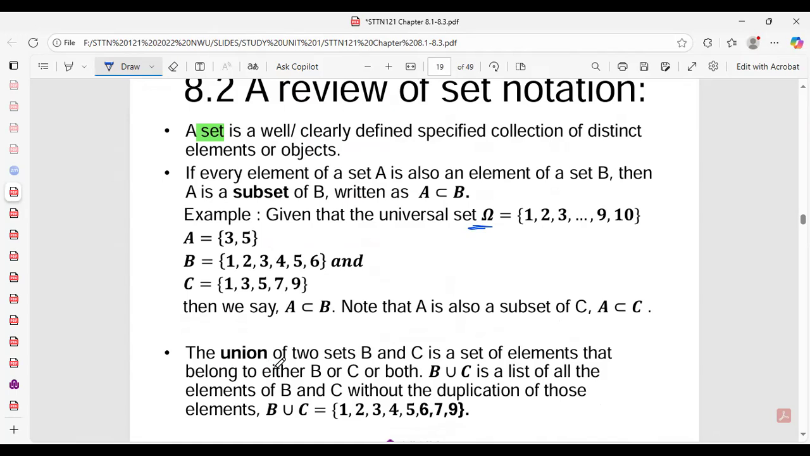Then we say that A is a subset of B. Why are we saying that A is a subset of B? Why?